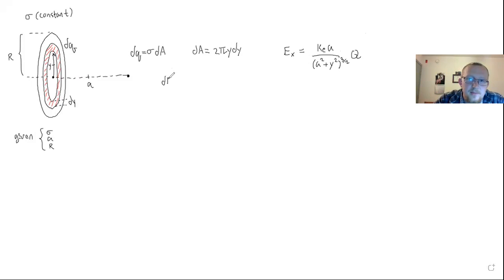So putting a differential on both sides, we can say that dE equals k_e times a divided by (a squared plus y squared) to the 3/2 with respect to q, dq. This big Q became a little q, because unlike in the last problem, now the total charge of the object is the charge on the entire disk, whereas before it was just the charge on the circular wire. All right, so now at this point, we can go ahead and integrate.